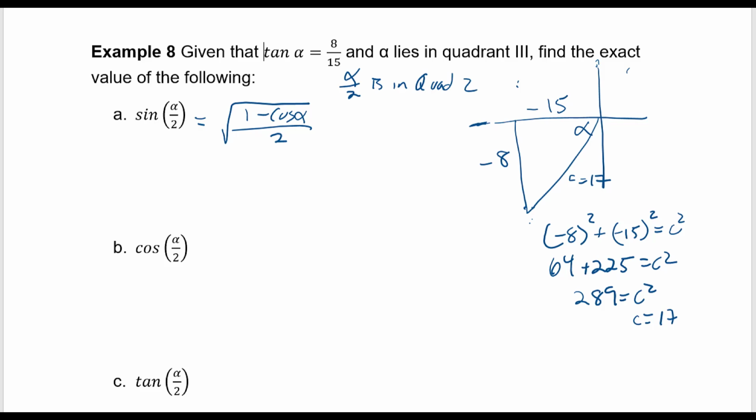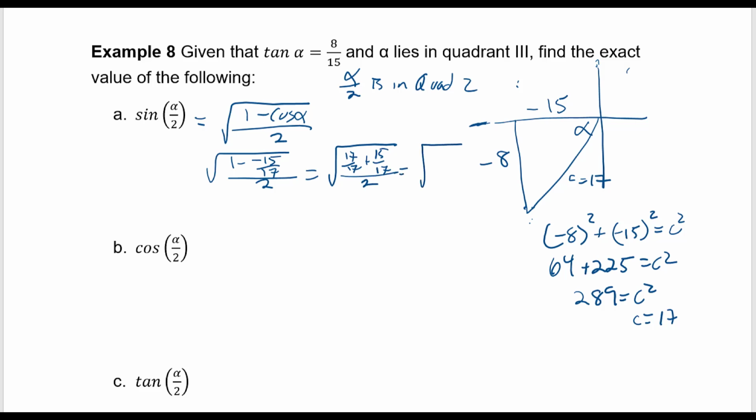And our cosine of alpha is what? It's going to be negative 15 over 17. So it's going to be the square root of 1 minus negative 15 over 17 all over 2, which will be the square root of 17 over 17 plus 15 over 17 all over 2.